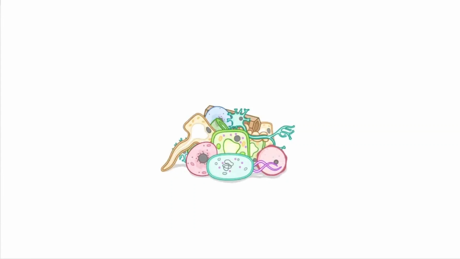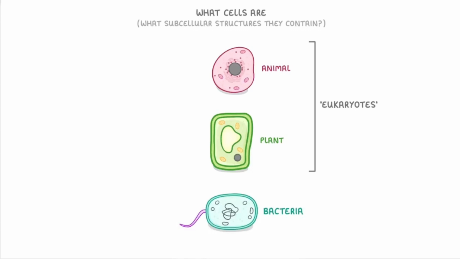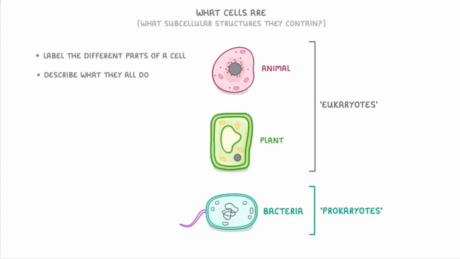In today's video, we're looking at cells. So we're going to cover what cells are and which subcellular structures they contain. Specifically though, we're going to look at the similarities and differences between animal and plant cells first, which are both examples of eukaryotic cells, and then also at bacterial cells, which are prokaryotic cells. So hopefully by the end of the video, you'll be able to label all the different parts of a cell and to describe what each of them do.